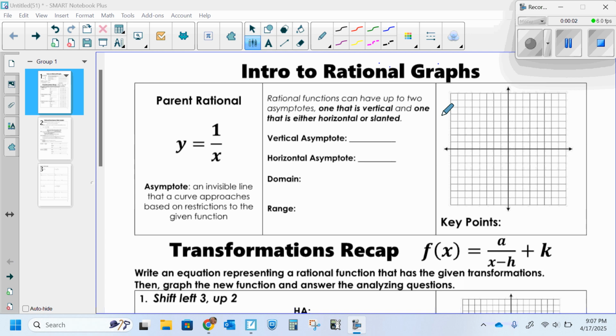All right, hello there. We're going to be working on graphing rational functions. And what makes a rational function special is that it has some asymptotes. This is a parent function, y equals 1 over x. This is one of our parent functions that we've learned this year. So make sure we understand the word asymptote.